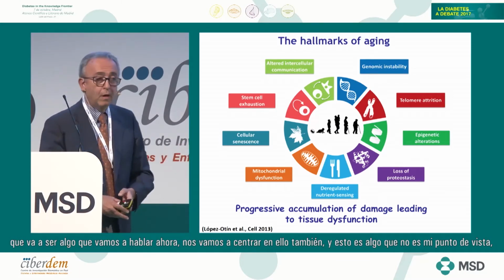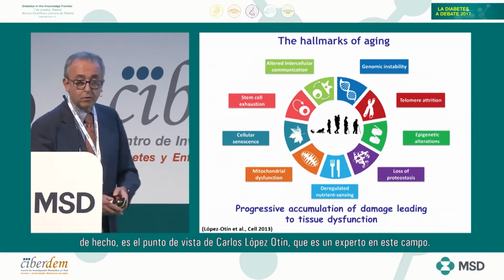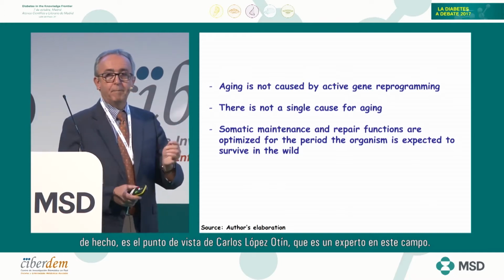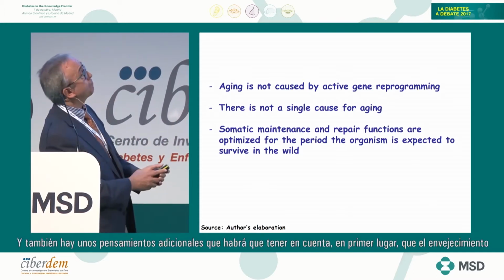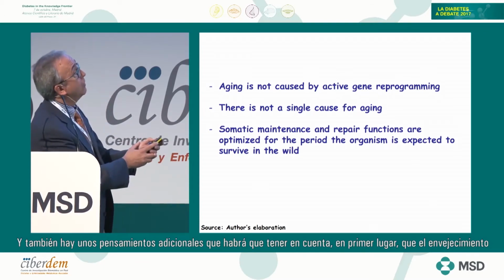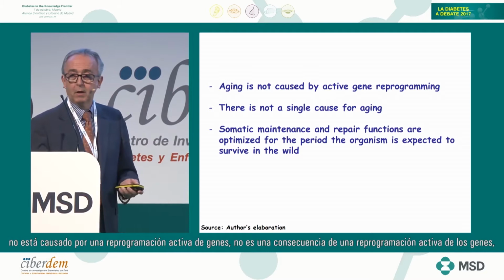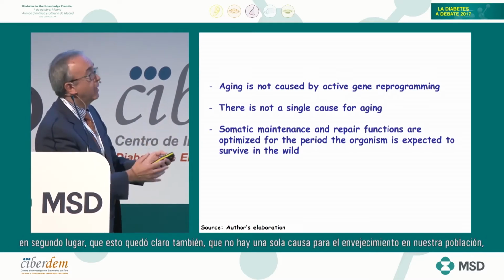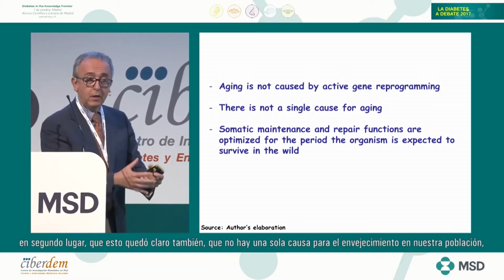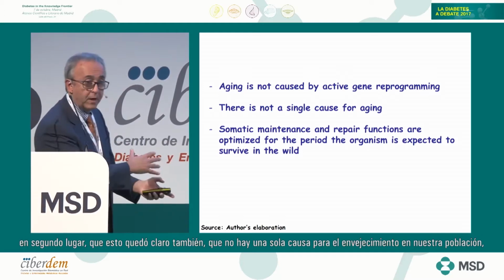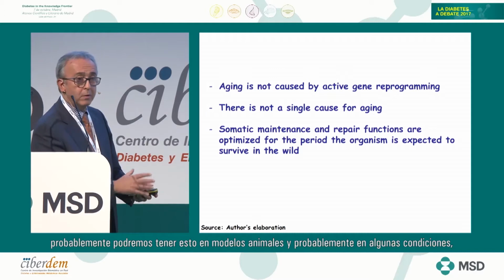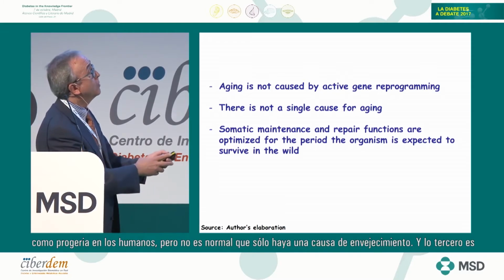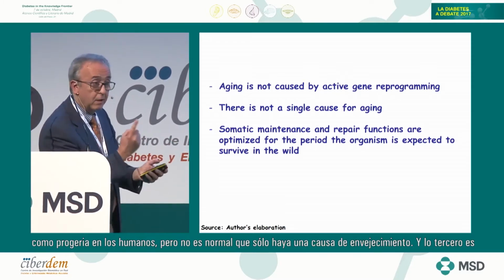This is not my point of view. In fact, it's the point of view of Carlos López-Otín, who is an expert in this area. And there are some additional thoughts that perhaps we need to consider. One is that aging is not caused by active gene reprogramming. It's not a consequence of an active gene reprogramming. And the second, which became clear already, is that there is not a single cause for aging in our population. Probably we can get that in animal models, and probably in some conditions of progeria in humans, but this is not the normal, single cause of aging.